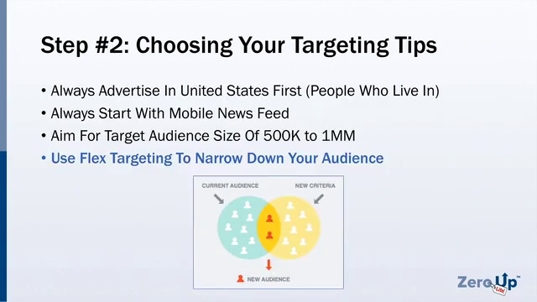Now, step number 2, here's a quick tip. You always want to advertise in the United States first. To be more exact, you want to target people who live in the United States. You don't want to go after travelers, so I'm going to walk you through exactly how to set your ad to go after only people who live in the United States. Number 2, you always want to start with mobile newsfeed before you expand into other placements.